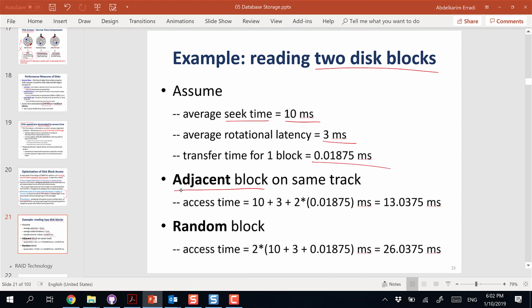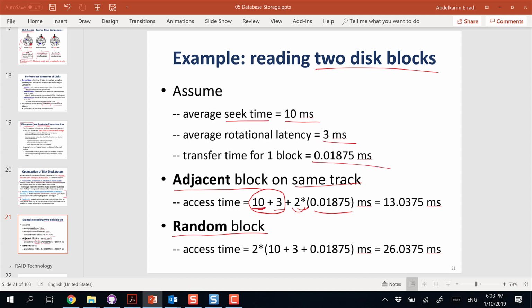Now, if the blocks are adjacent, which are basically contiguous next to each other, on the same tracks, we need basically to have 10 milliseconds here for the head to move, then 3 for the rotational delay, and basically we don't need to repeat this because the blocks are contiguous. So we only need to multiply, because we have transferred 2 blocks, the transfer time times 2. Yeah, this is for adjacent blocks.